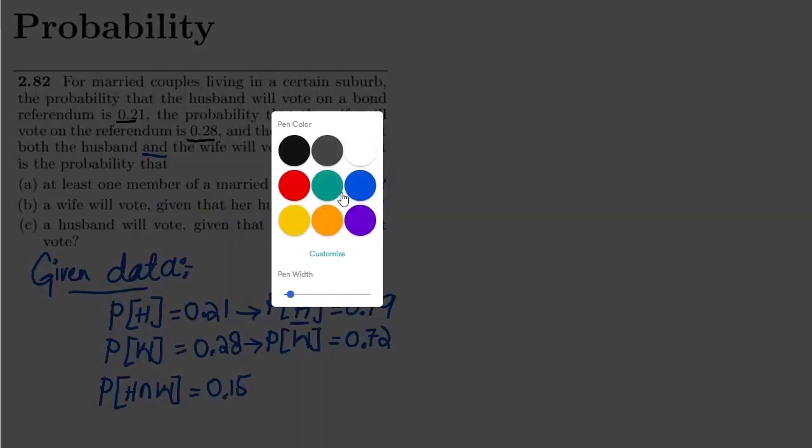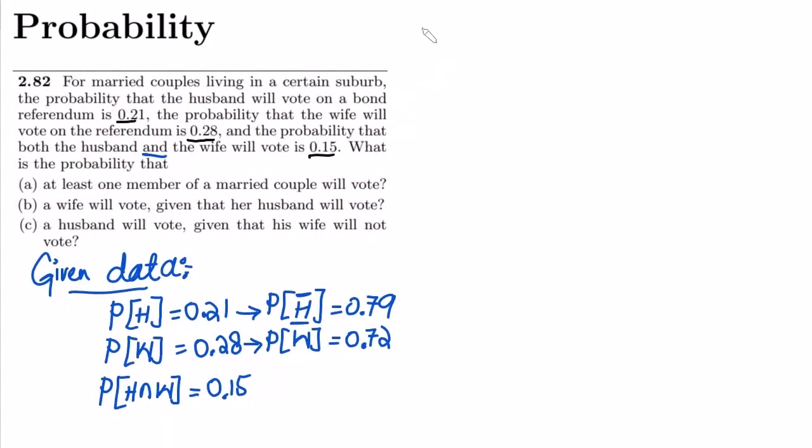These are the two probabilities I have deduced from the given data. Now, what do we have to find out? Let me write here the required items. In part A it is written that at least one member of a married couple will vote. At least means either the wife or the husband or both of them will vote. So that is the case of a union, in which husband or wife or both should vote. This is the required statement for part A.